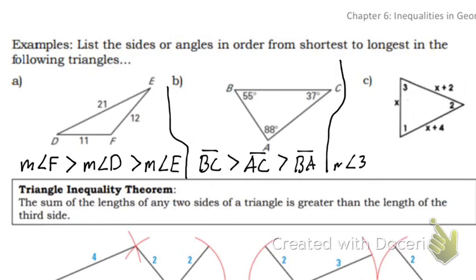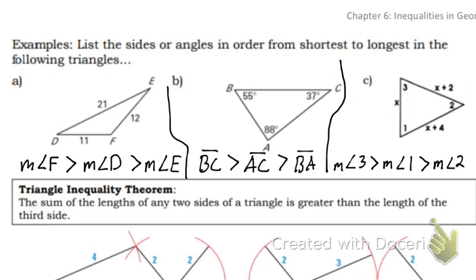So measure of angle 3 must be bigger than measure of angle 1, since x plus 2 is the next biggest. And that's got to be bigger than measure of angle 2, because x in this case has to be our smallest. No matter what value x is, this is our smallest side. Especially because x has to be a positive length, so x must be positive. Questions on any one of those three?